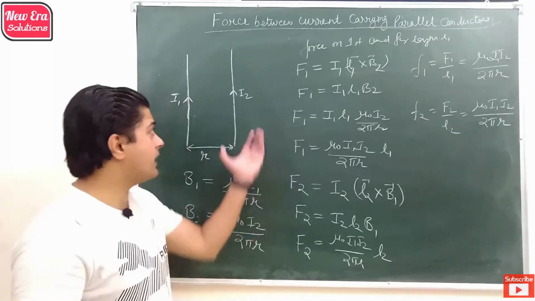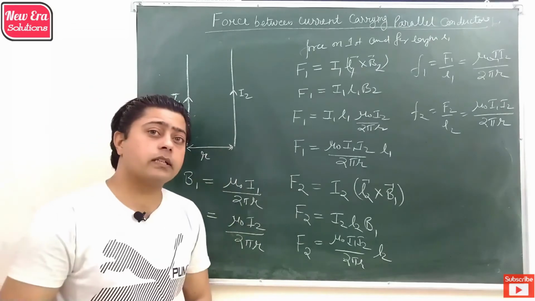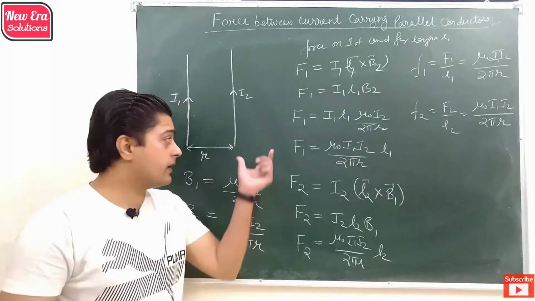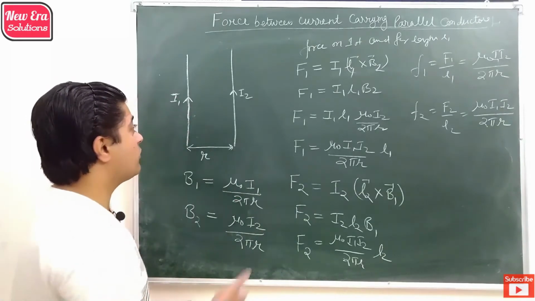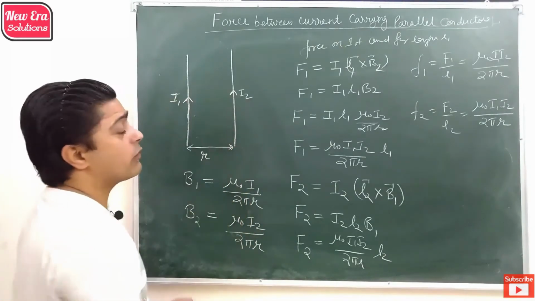Now let's see the direction of force acting on both conductors and observe whether they attract or repel each other. As we know, the direction of force on the first conductor is in the outward direction.